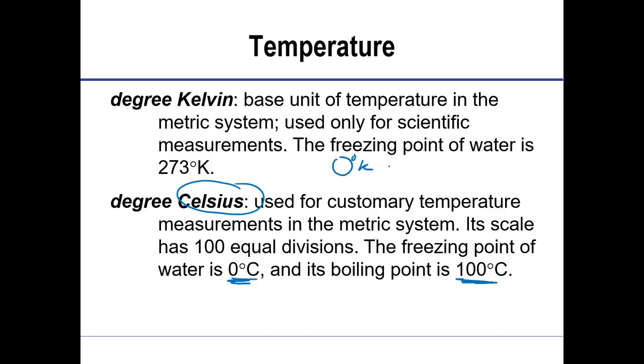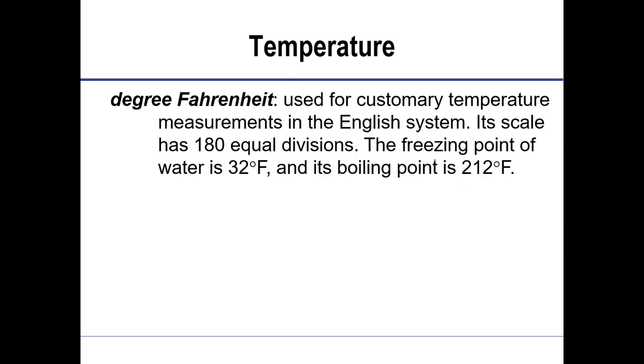0 degrees Kelvin is when there is no energy at all, the absence of complete energy. Even the atoms do not move at 0 degrees Kelvin. Degrees Fahrenheit is used for customary temperature measurement in the English system. Its scale has 180 equivalent divisions. The freezing point of water is 32 degrees Fahrenheit, and its boiling point is 212 degrees Fahrenheit. So we can compare: 32 degrees Fahrenheit is equivalent to 0 degrees Celsius, and 212 degrees Fahrenheit is equivalent to 100 degrees Celsius.